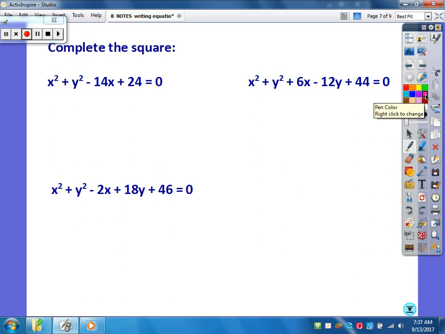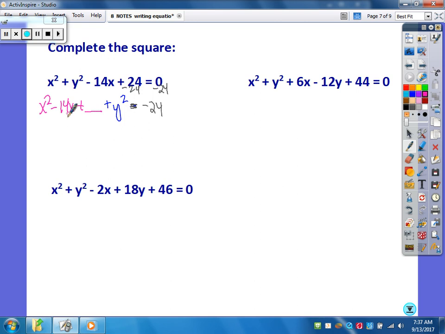So I'm going to make this x squared minus 14x and leave myself some space. Y squared, there's no other y part, so I don't have to leave a space for the y. And I'm going to move that 24 over. It's positive 24, so I'm going to subtract it from both sides. So that gives me negative 24 on this side. Then I only have one number to figure out.